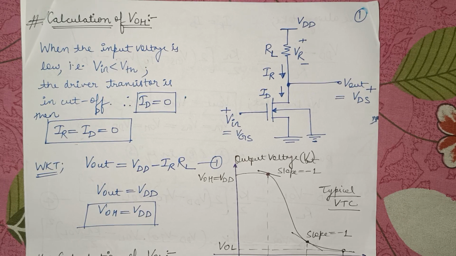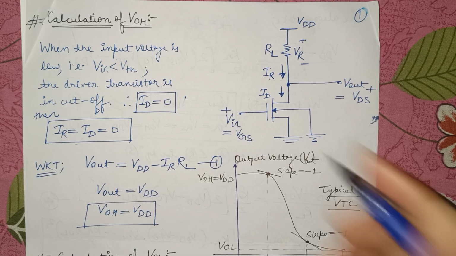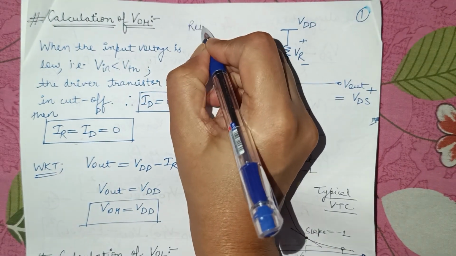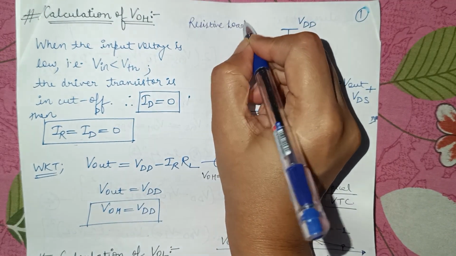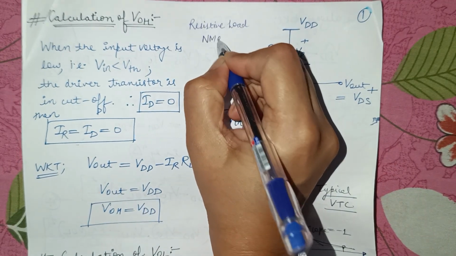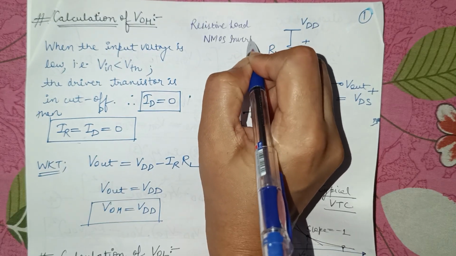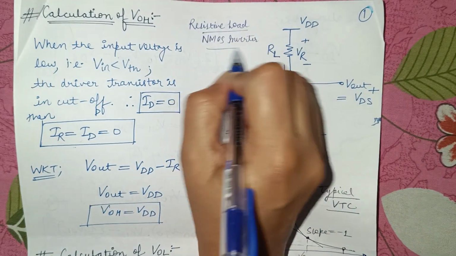So today we will learn how to calculate the critical voltages VOH, VOL, VIH and VIL of a resistive load NMOS inverter. So what does it mean?